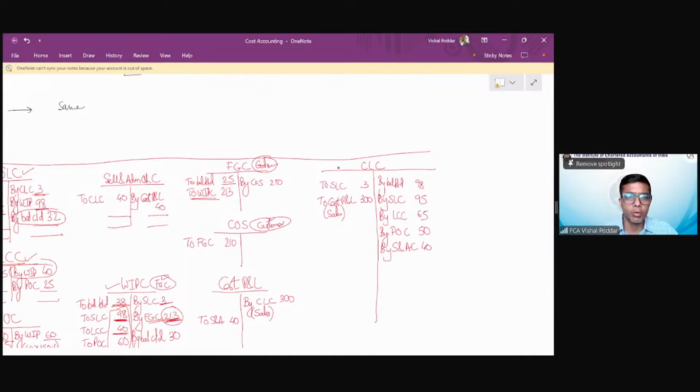Similarly, finished goods, I had opening balance. I received my finished goods from the factory, the produced finished goods. I sold it to customer. Again, I'll have my stock here, 28.